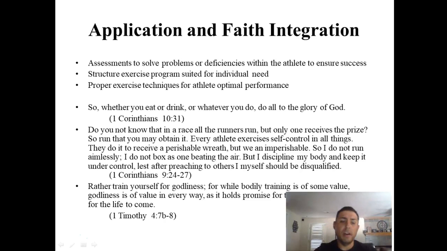Another one that I really enjoyed was: "Do you not know that in a race all the runners run, but only one receives a prize? So run that you may obtain it. Every athlete exercises self-control in all things. They do it to receive a perishable wreath, but we an imperishable. So I do not run aimlessly; I do not box as one beating the air, but I discipline my body and keep it under control, lest after preaching to others, I myself should be disqualified."